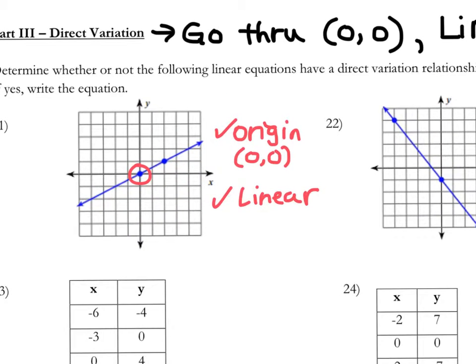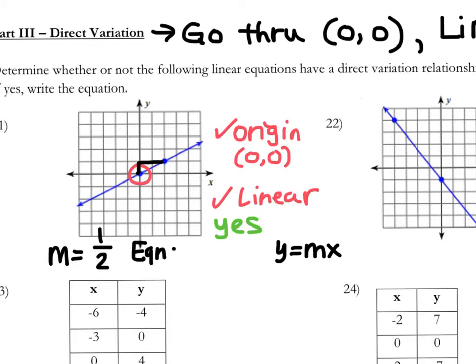It then asks me to write the equation. Well, the equation for direct variation is y equals m times x, where m is your rate of change or your slope. So I am going to have to count out my slope, which is up 1, right 2. Up 1, rise 1, run 2. M is 1/2, so then my equation would just be y equals 1/2 x, and that's it.